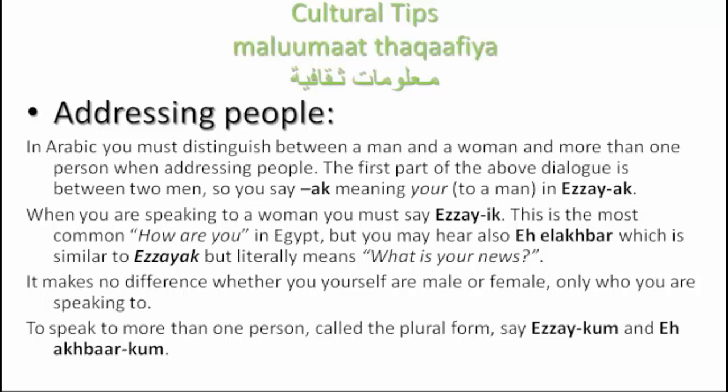When you are speaking to a woman, you must say zayik. This is the most common how are you in Egypt. But you may hear also el akhbar, which is similar to zayak, but literally means what is your news. Anyway, you can use both of them interchangeably. It makes no difference whether you yourself are male or female, only who you are speaking to. To speak to more than one person, use the plural form, say ازيكم and ايه أخباركم.